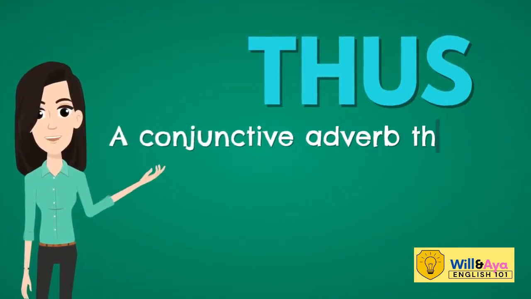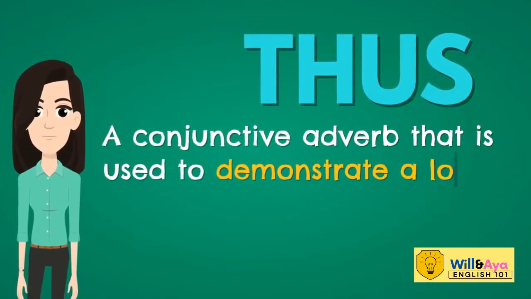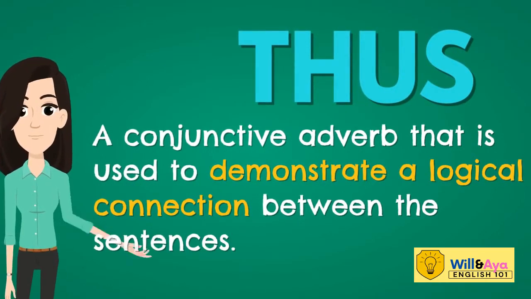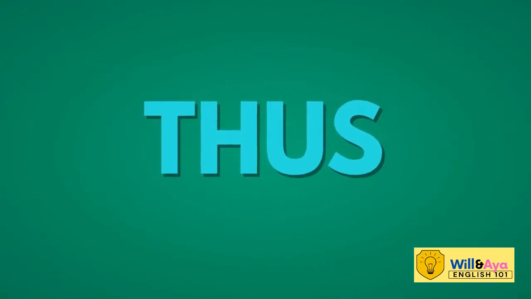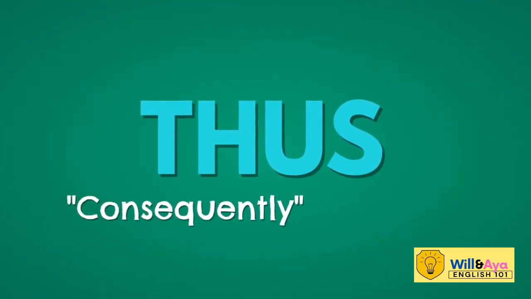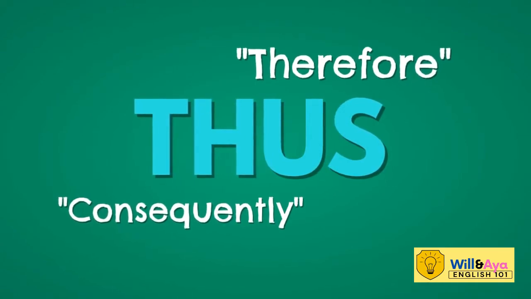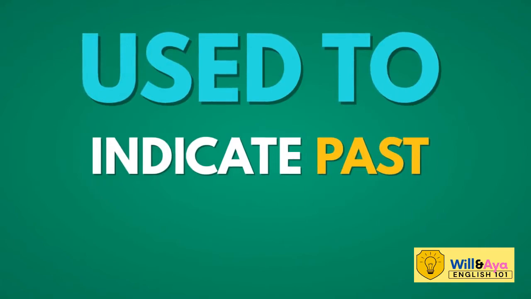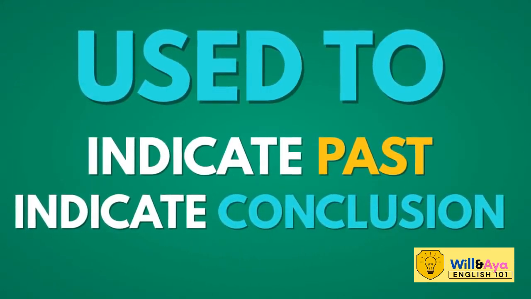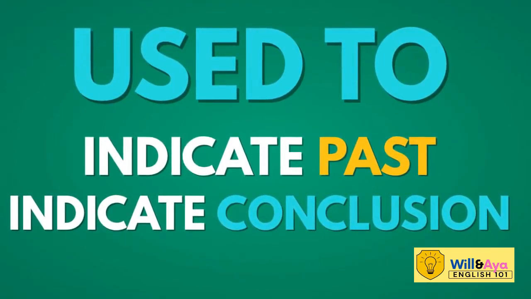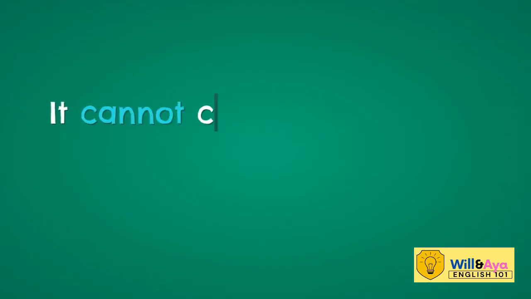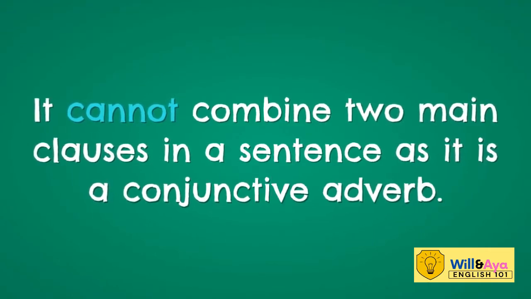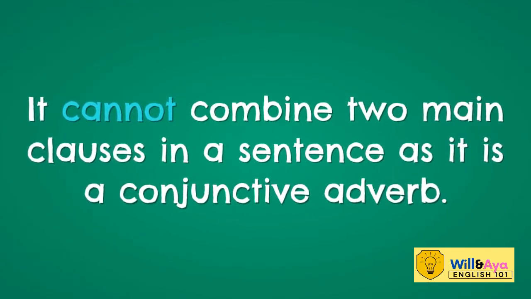Thus is a conjunctive adverb that is used to demonstrate a logical connection between the sentences. It is synonymous to consequently or therefore. The word thus is generally used to indicate the past or to indicate a conclusion to a past event. Thus cannot combine two main clauses in a sentence, as it is a conjunctive adverb.